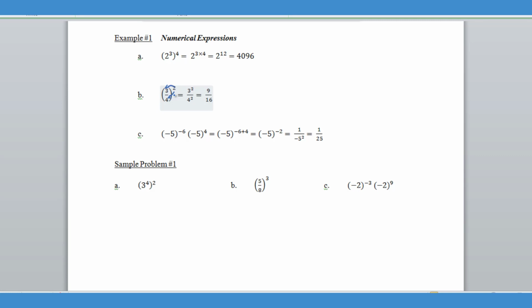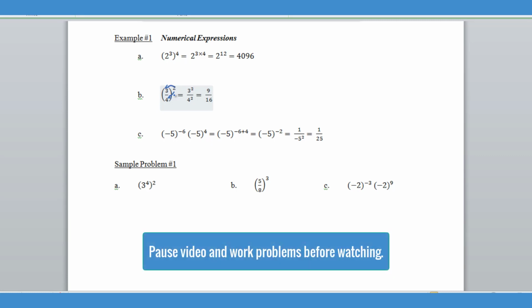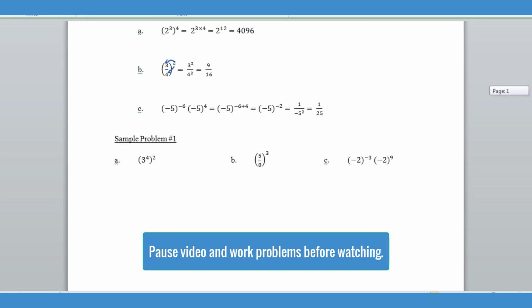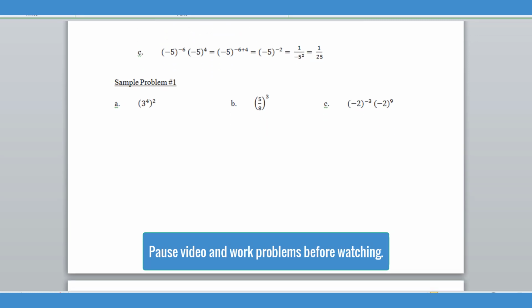Now, a lot of the expressions that we're going to deal with are not going to be just single properties. They're going to be multiple properties layered together, where you have to recognize a number of things that are going on. So go ahead and take a little time here on sample problem 1 to work A, B, and C, and then come back and check the solutions.